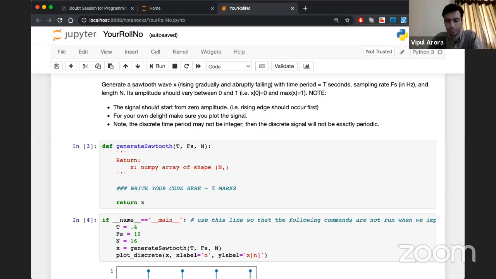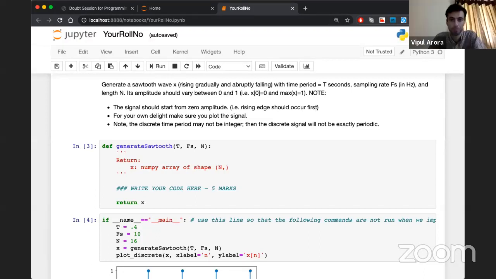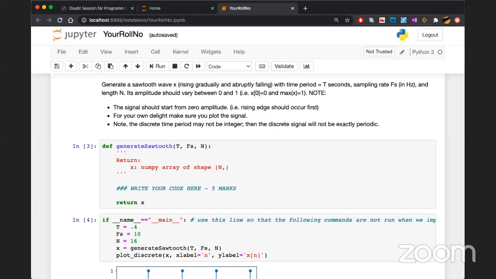Yeah, you're right. So it will be 0, 2, 4. Yes, sir. So you will take the ceiling. So the number of samples we have to output is equal to ceiling of n by m. Okay. Thank you.